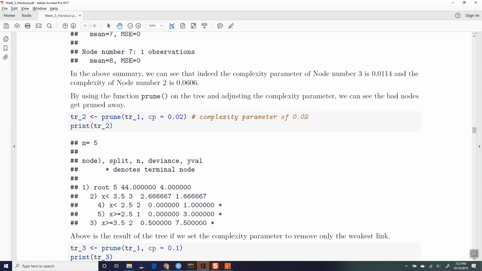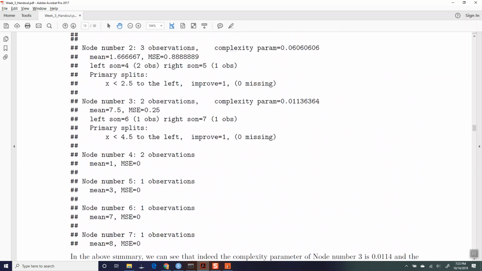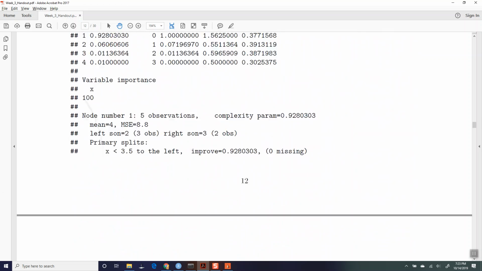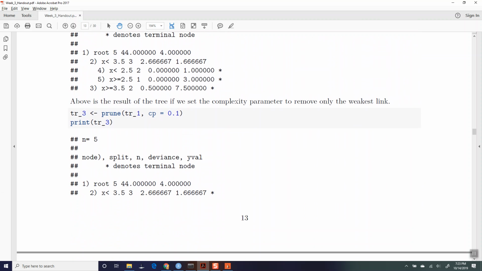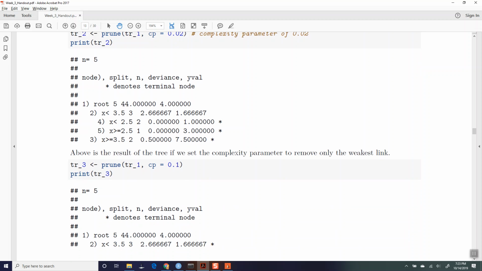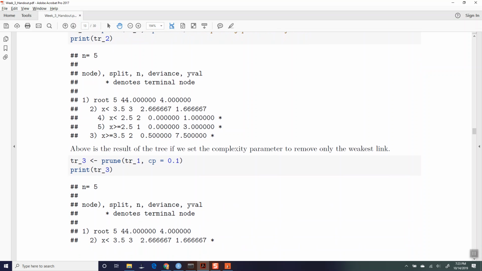And so the command there is you start off with your original tree, okay? So here's tree1, the one that has 4 terminal nodes. You throw that into the function prune. So we say prune tree1, and the resulting splits have to have at least a complexity parameter of 2%, which is above that 1% threshold. And so you can see that it got rid of the last split there, okay? That weak split where the complexity parameter is only 0.011.